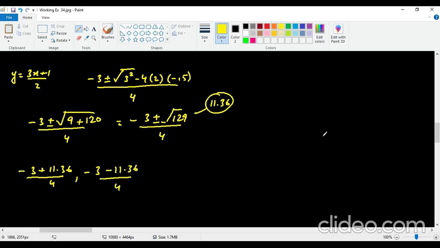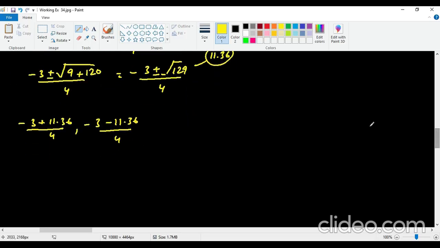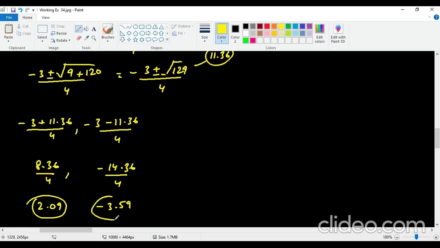These are the two values of x. So first one is going to give us 8.36 over 4. Second value is going to give us minus 14.36 over 4. So first one is going to give me 2.09. This is the first value of x. And second value is going to give us minus 3.59. This is the second value of x.